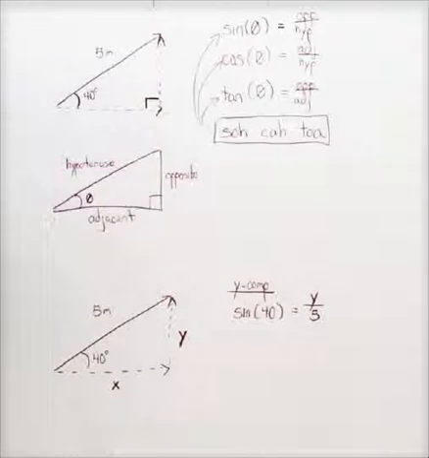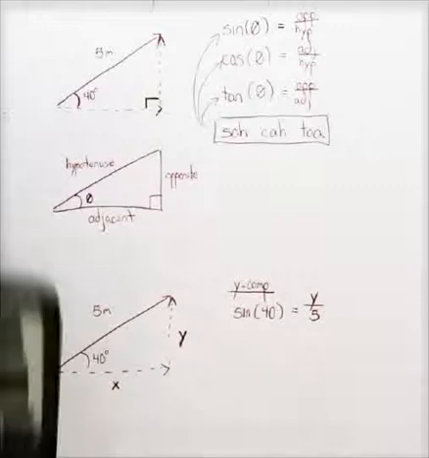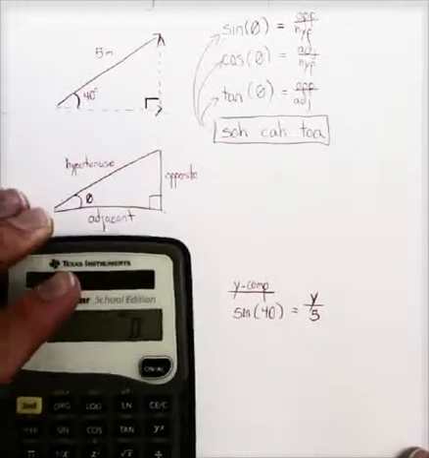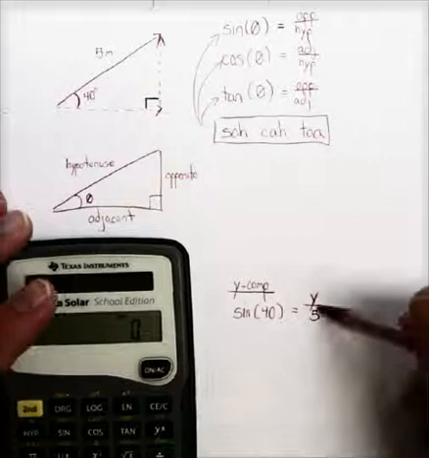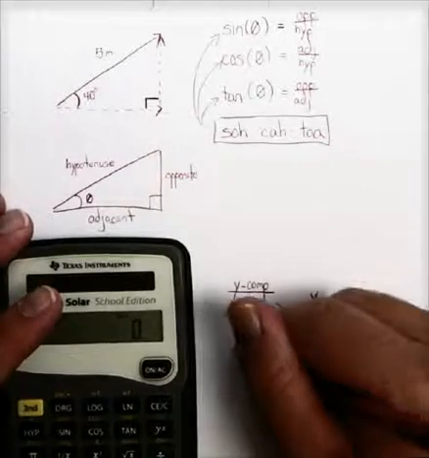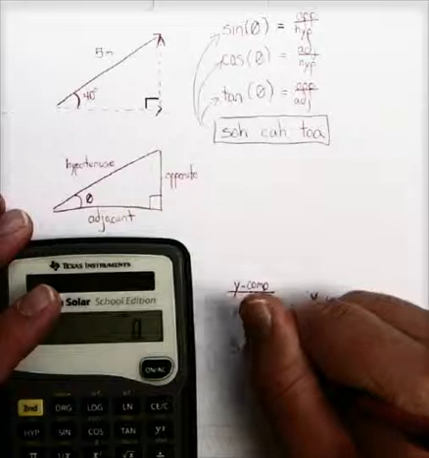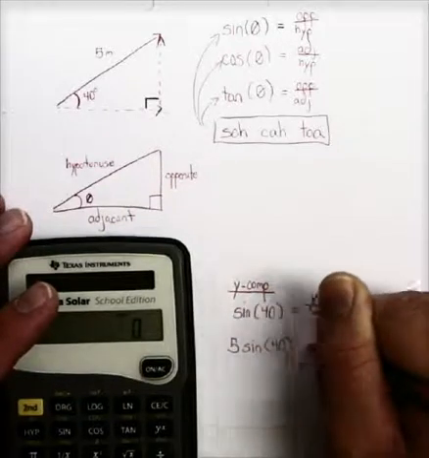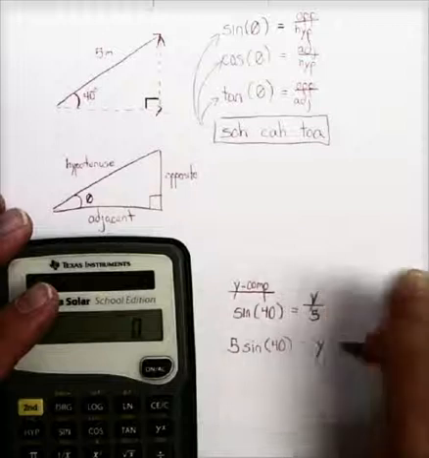If you want to, you can go ahead and figure out what the sine of 40 is. Mathematically, the easier way to do this, let me sneak my calculator into the picture, is to multiply by 5 first. Remember, we want to eliminate our fraction. Multiply both sides by 5, and we get 5 times the sine of 40 degrees is equal to y.